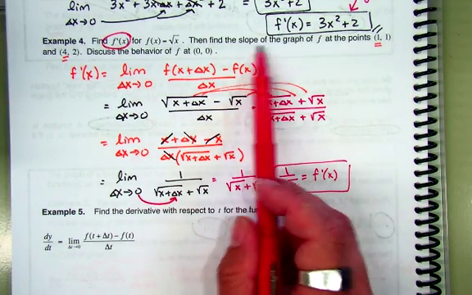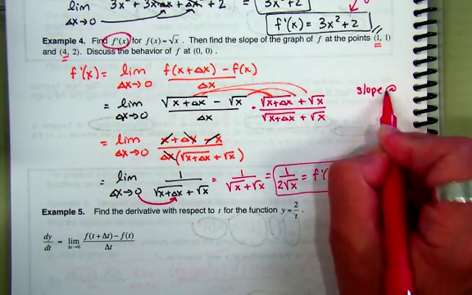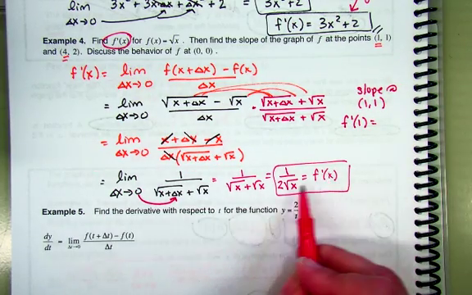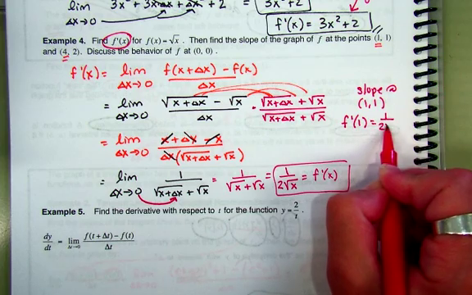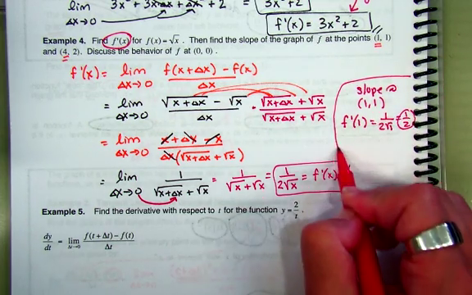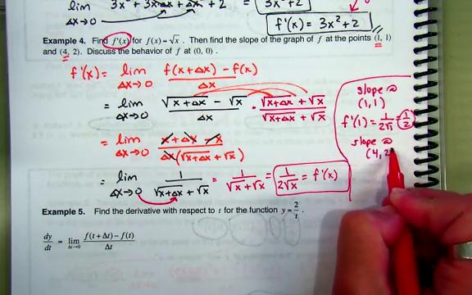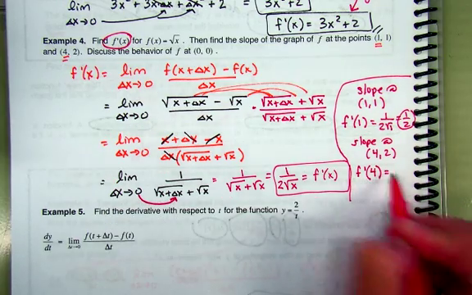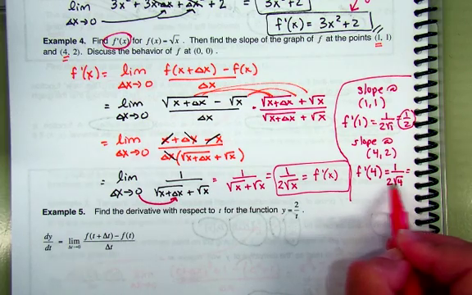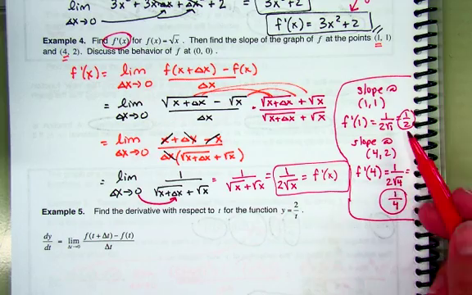Then it wants us to find the slope of the graph. Well, this is the slope generator. So now in order to find the slope at (1, 1), I just do f prime of 1. So I plug in a 1 here, and I would have 1 over 2 times root 1, which is just 1/2. And then it wants me to also find the slope at, what was the other point? (4, 2). So I just do the derivative at 4, so that's 1 over 2 root 4. So that would just be 1 over 2 times 2, 1 over 4. And I'm done. Those are my 2 slopes.